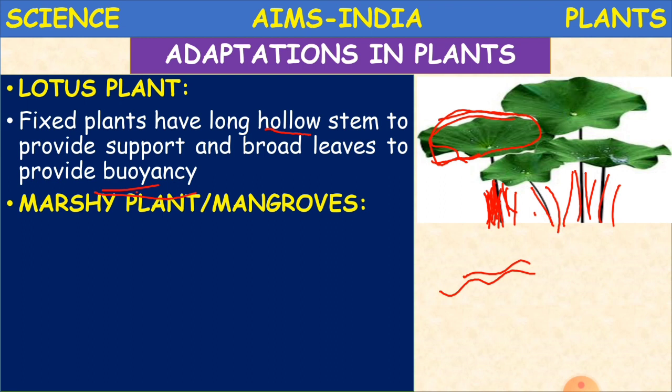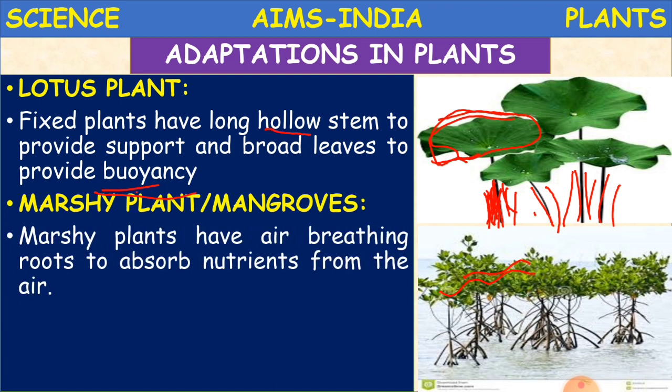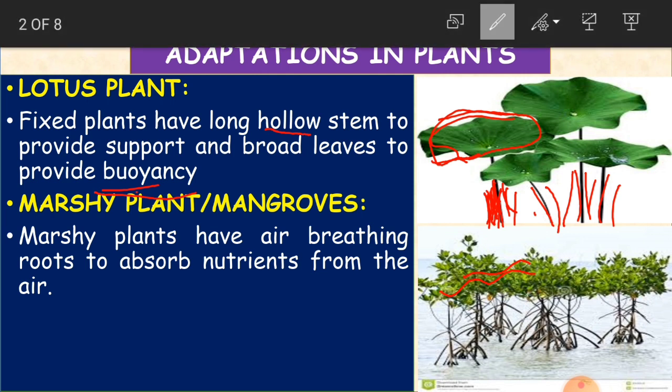Marshy plants, that is mangroves. So how are they? As we have seen before, these have breathing roots, no children? Marshy plants have air breathing roots to absorb nutrients from the air. Why do they have breathing roots? To absorb the nutrients from the air. Whatever nutrients are available in the atmosphere, in the air, they absorb through these roots, so that the plant lives in such an area, that is a wet area.